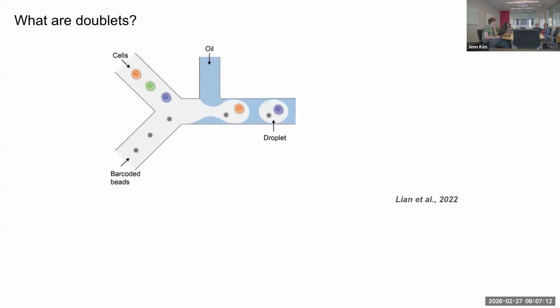So topic of the day, what are doublets? Droplet-based sequencing such as DropSeq or 10x Genomics Chromium uses microfluidic technology to isolate single cells or single nuclei and uniquely barcoded beads into nanoliter-sized lipid oil droplets, which contain a buffer with all the necessary enzymes and reagents for cell lysis and hybridization of these barcodes to the mRNA fragments. Each of these droplets acts as a separate reaction chamber, and you get doublets when you have more than one cell in one of these droplets.